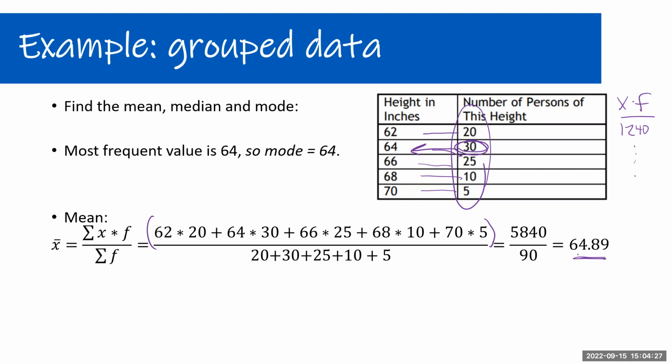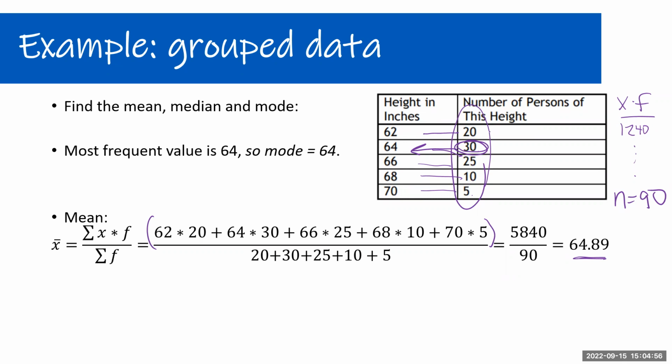Now to find the median, we need to first know how many observations we have. We see that we have n equals 90. We know that from down here, right? 20 plus 30 plus 25 plus 10 plus 5 is going to be n equals 90, okay? The middle of 90, it's an even number, so we would need the middle two, which would be the 45th and 46th observation. In order, these classes are in order, so we're fine.